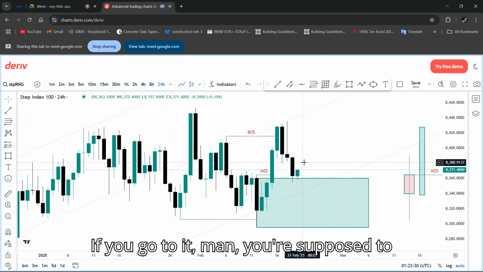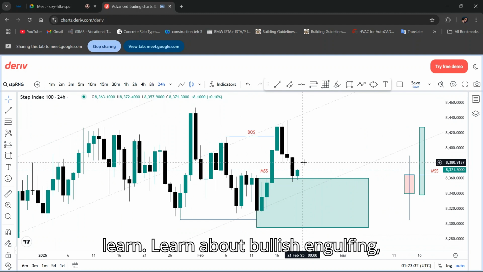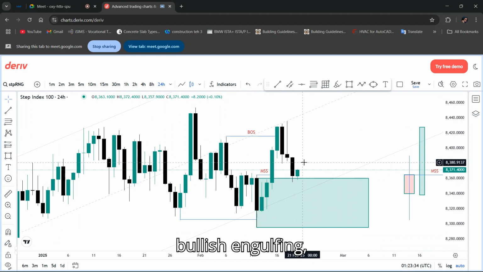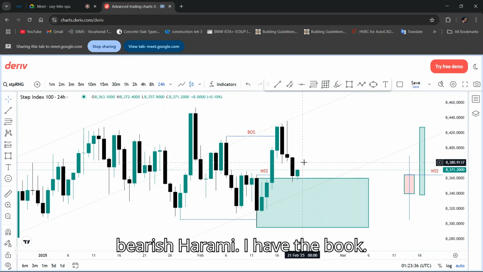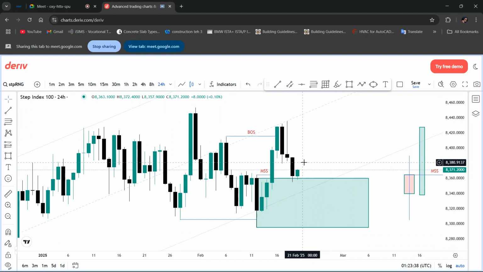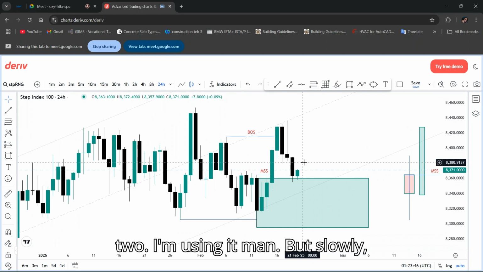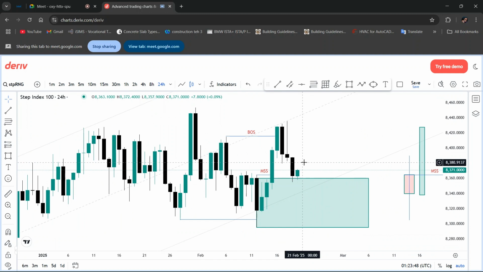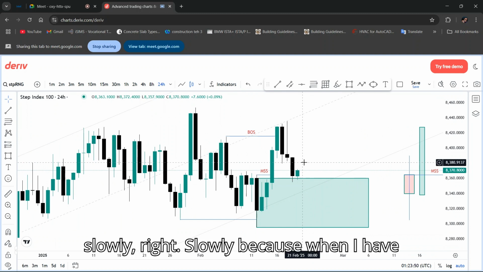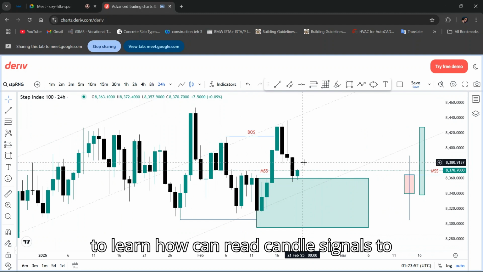If you go through it, you're supposed to learn about the bullish engulfing candle, bullish engulfing, bearish harami. I have the book. We study it, chapter 2. I'm using it, but slowly. Slowly, because you have to learn how to read candle signals too.